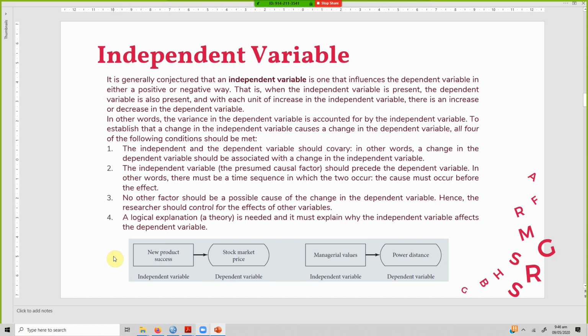The independent variable is new product success, and the dependent variable is stock market price. The stock price of a particular organization or corporation will go up if its new product sees success. The managerial values of an organization will affect its power distance within the organization. That's one of the cultural dimensions by Hofstede.